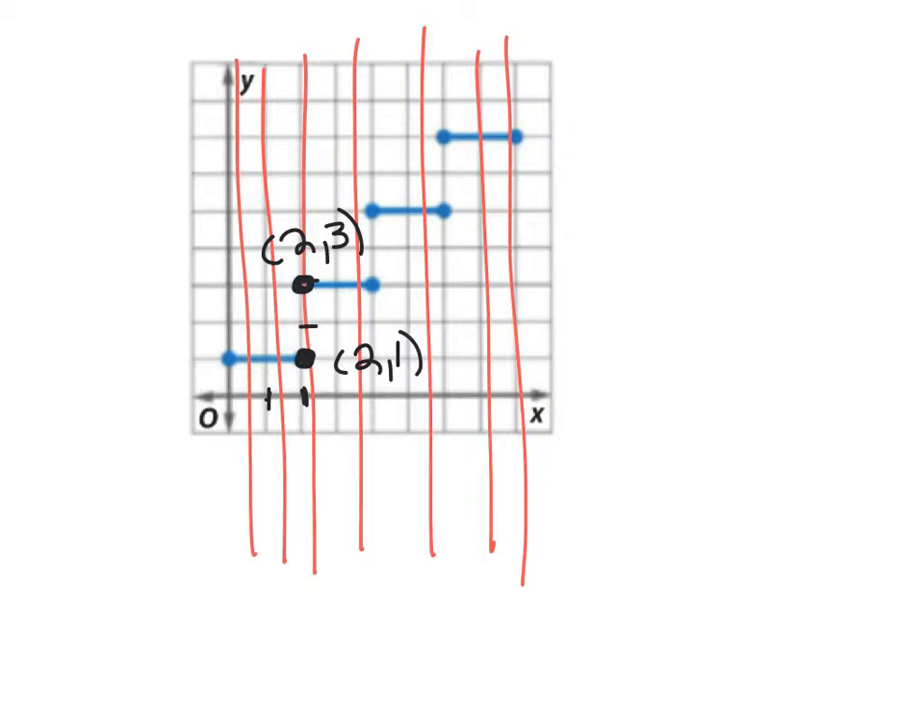Now, because you can see that I have the same x, the same x is 2, that goes with 2 different y's, this would not be a function. So here my 2 goes with a 3, here my 2 goes with a 1. So this is not a function.